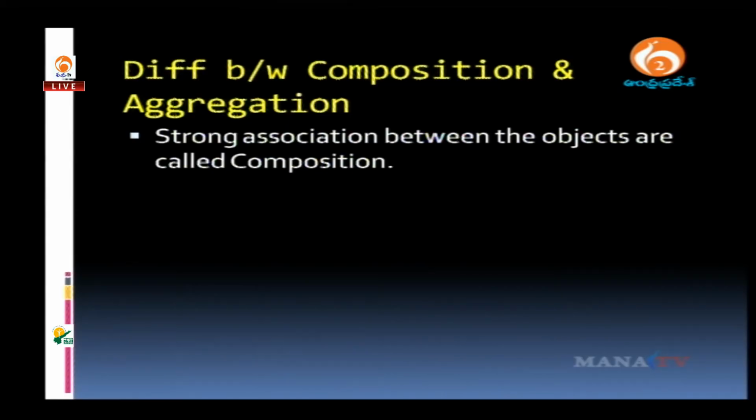Strong association between the objects is called composition. Next, weak association between the objects is called aggregation.